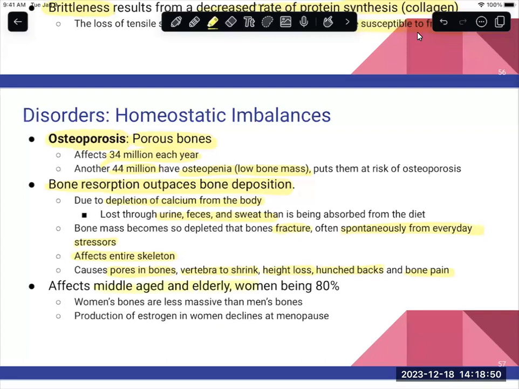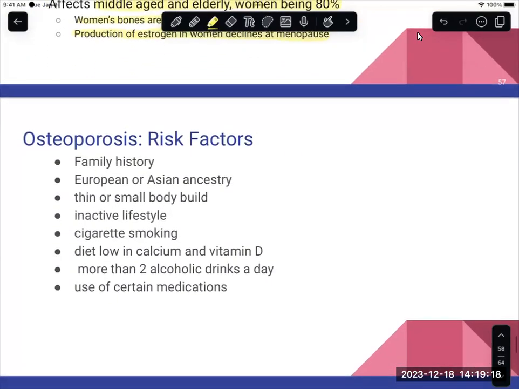Middle-aged and elderly women are 80% of the population with osteoporosis. Why? Men's bone tends to have more mass to it than women. And I mentioned that production of estrogens in women declines after menopause because they're no longer getting it from the ovaries. So what puts people at risk of osteoporosis?